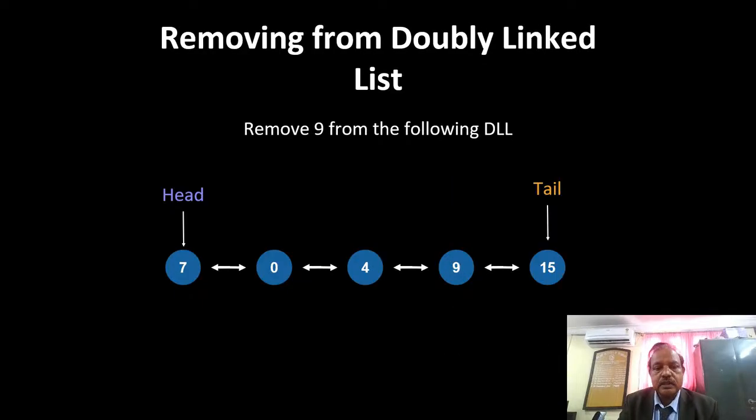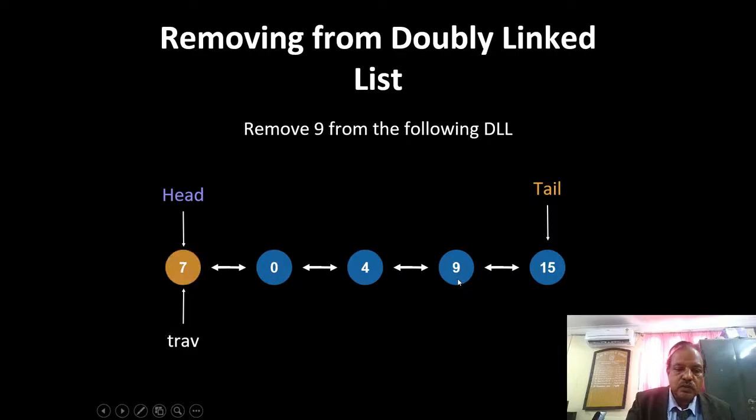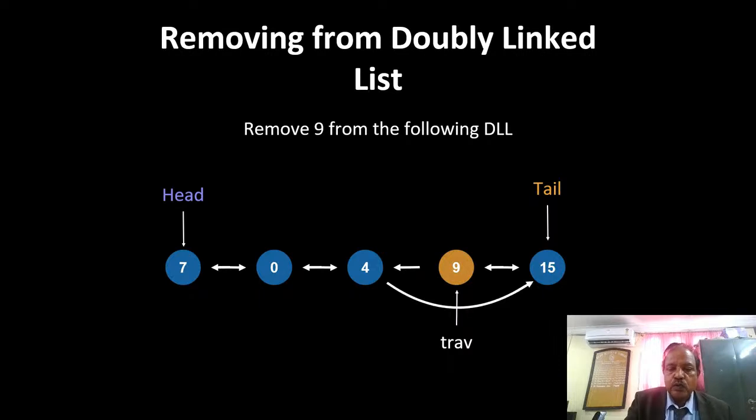So head and tail are there. Same thing, I want to remove 9 in a double linked list. 9 you can see with the first, second, third, and fourth. Go on doing like this: first one, second one, third one, and fourth one here. So this 9 I want to remove. Then what do you have to do? The similar things. So first of all, you have to put a pointer from 4 to 15, because I have to remove this one.